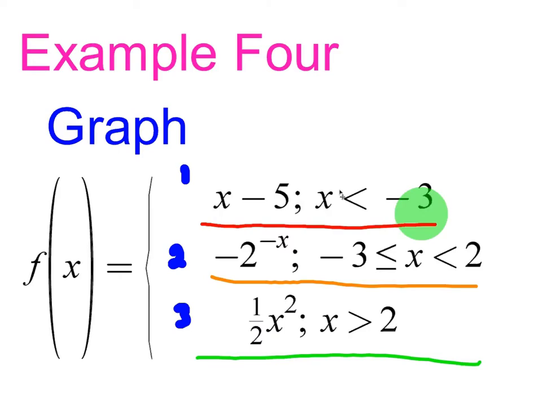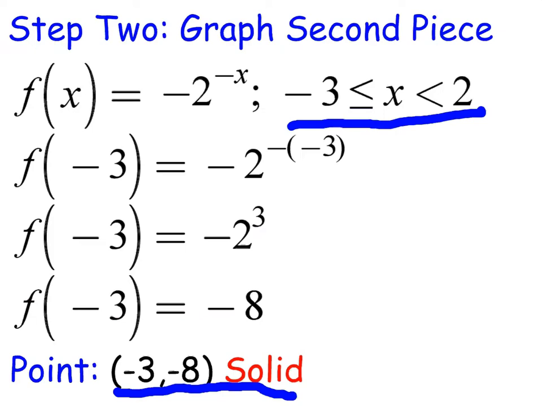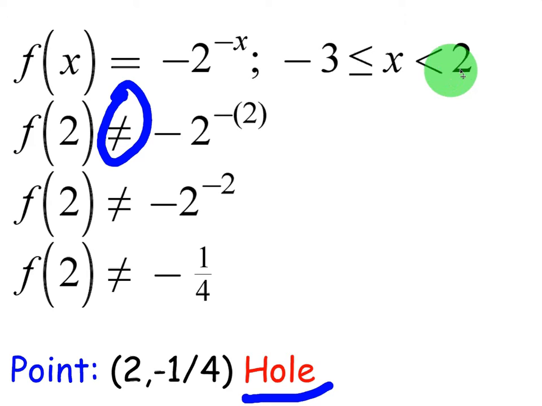Let's get to the second piece, negative 2 to the negative x. I'm going to have to plug in both these numbers in there because they're part of the interval. So let's plug in negative 3. We get negative 2 to the negative 3, lots of negatives. Negative 3 is positive 3, but it's negative again, so it's negative 8. Now, this is a bar here at the negative 3, so that will be a solid point at negative 3, negative 8.